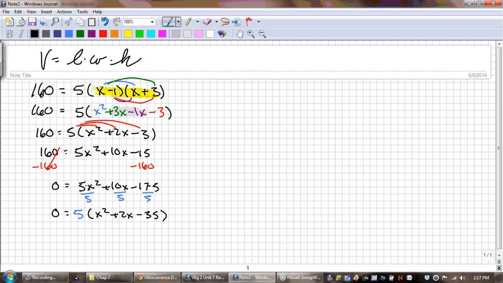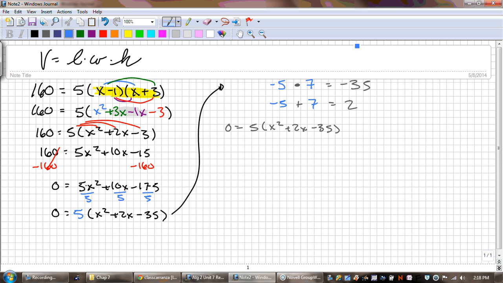And here's where the solving part comes into play. We need to think of what numbers multiply to get to negative 35 and add to get to 2. What do you think? Did you get it? You should have gotten negative 5 and 7.